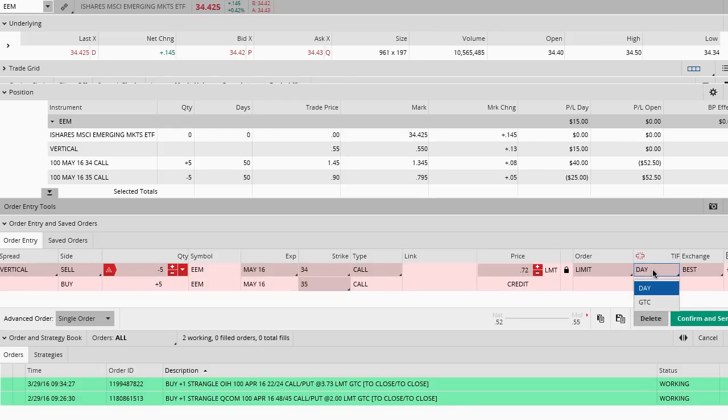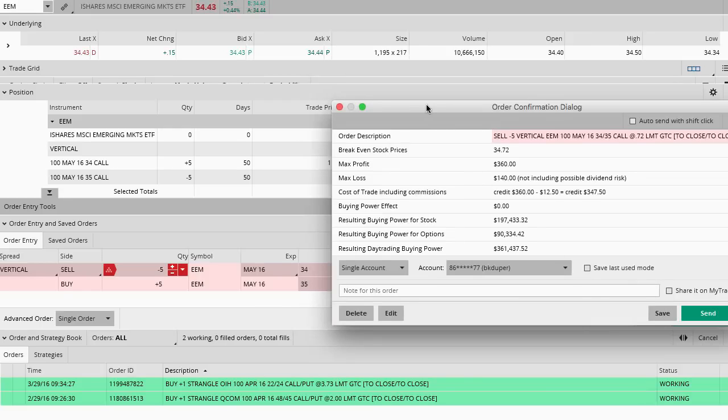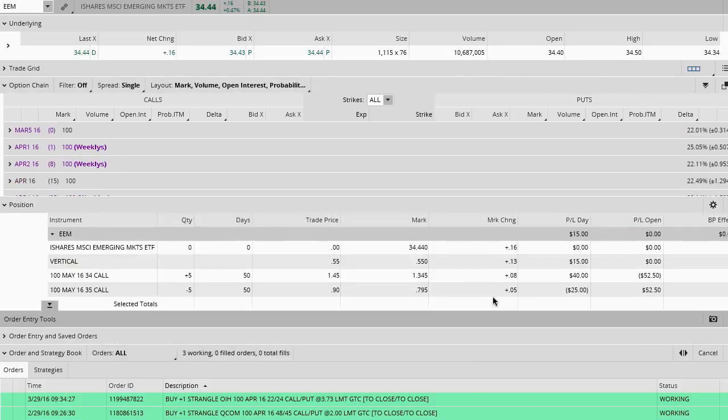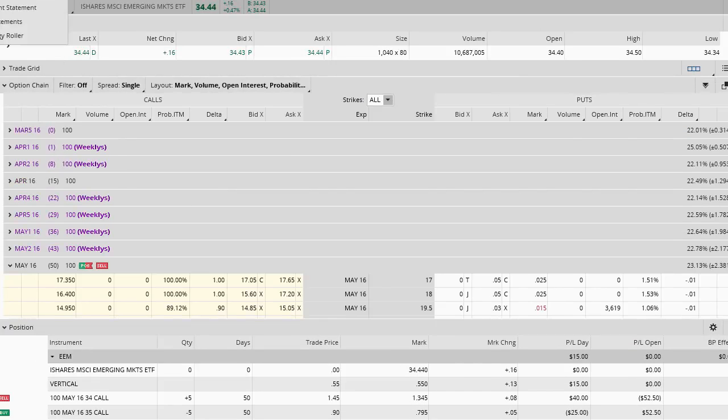Now what we're going to change is, instead of doing a day order, we're going to say GTC. What GTC means is good until canceled, meaning this order is going to work and try to get this trade off at $72 until it gets filled or we hit expiration. That's all we want to do. We want to let this trade work as long as humanly possible. So I went ahead and placed this order. I'm going to hit send, and that order will now be working in the market.